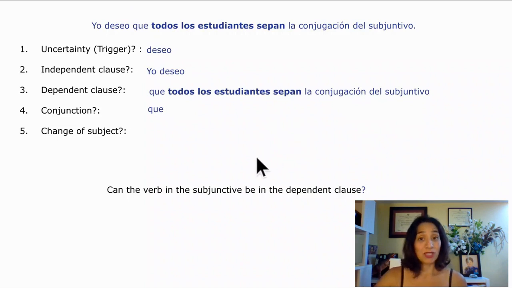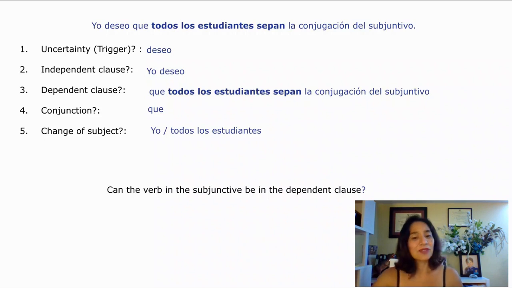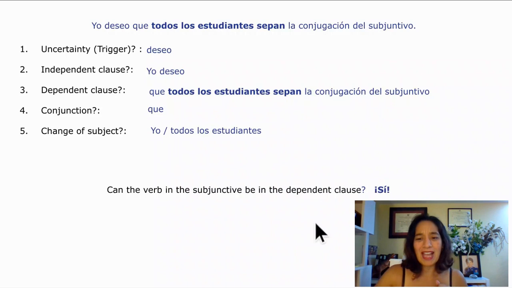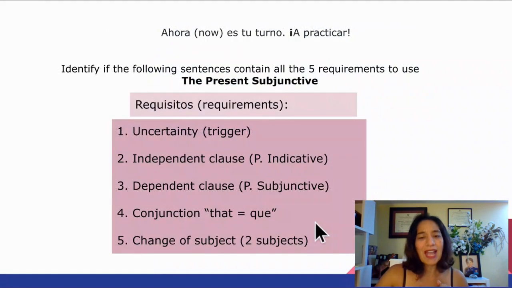And is there a change of subject? Sí. What is my first subject? Yo. Correcto. And what is my second subject? Todos los estudiantes. Entonces, clase, can the verb in the subjunctive be in the dependent clause? Sí, muy bien, muy bien. So, I hope this was clear for you. Ahora es tu turno a practicar.